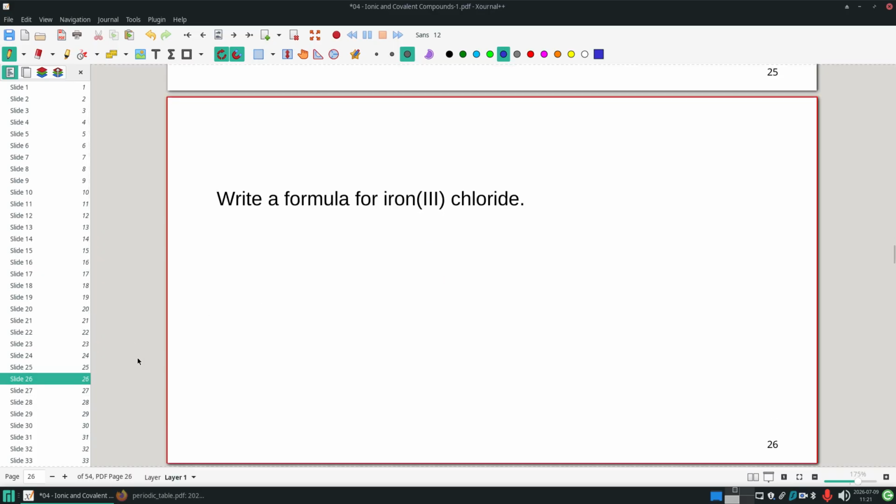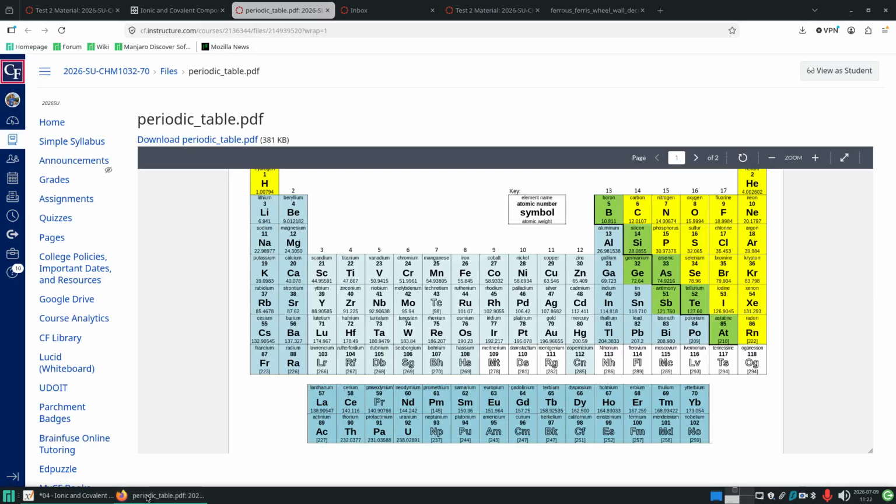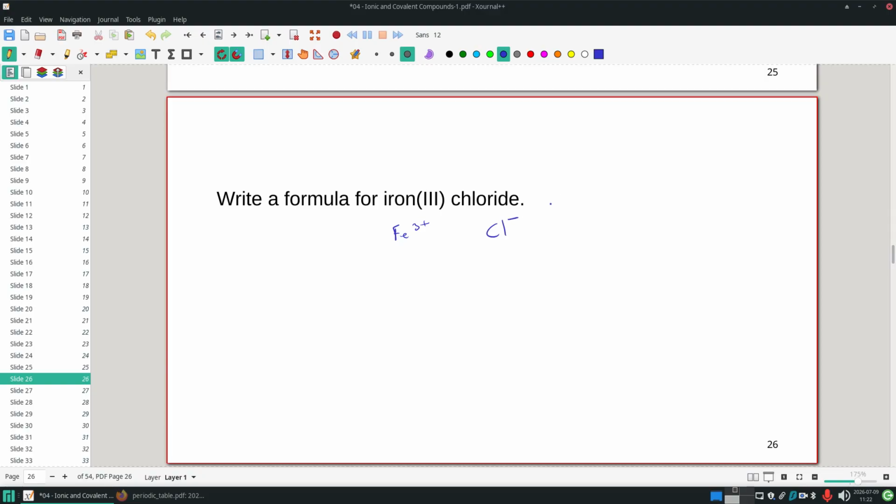A common mistake people make is they see that 3 and write iron 3 chloride. And I can see why that happens, because that's how you'd say it: iron 3 chloride. But the iron 3 isn't telling you how many there are. It's telling you the charge of the iron. You don't tell the charge of the chlorine because it's always the same. It's over here in group 17, so it is always going to form a -1 ion. Therefore, iron 3 chloride is FeCl3.